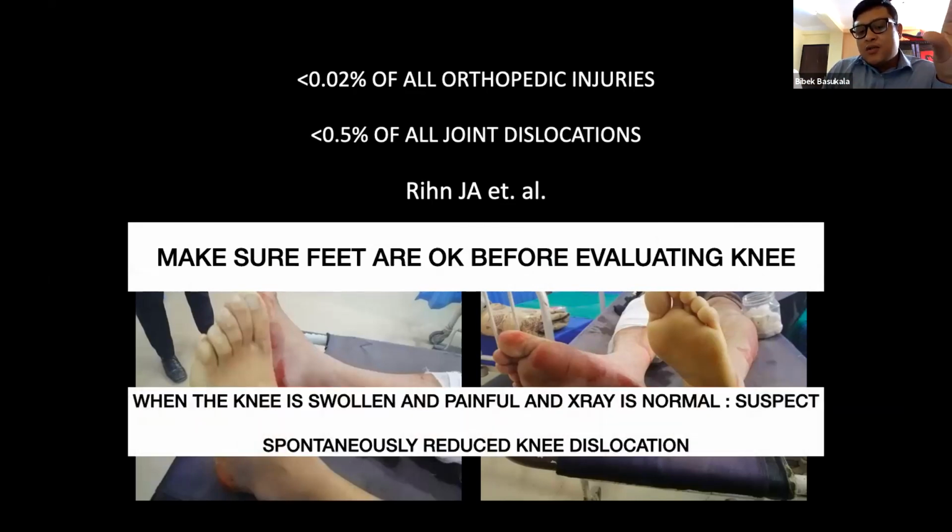And when the knee is swollen and painful and the x-ray is normal, suspect spontaneously reduced knee dislocation and look for it. Examine them. Even in an acute condition, if you are gentle, you can elicit the Lachman test, valgus and varus stress test, and it is very, very helpful. So this is the message from this slide.